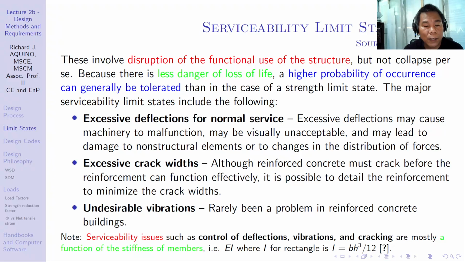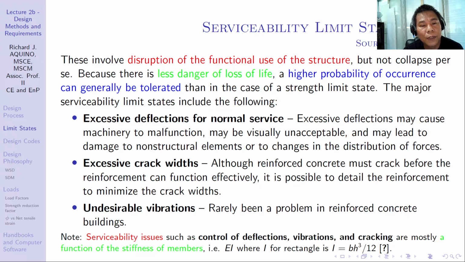Take note, serviceability issues such as control of deflections, vibrations, and cracking are mostly a function of the stiffness of the member. That is EI, where I for a rectangle is I = bh³/12. So if you have a higher or a larger stiffness of your member, then you will have a smaller problem with deflections, vibrations, and cracking.